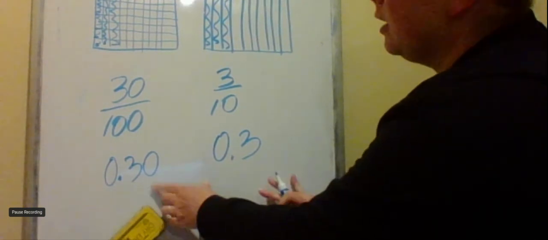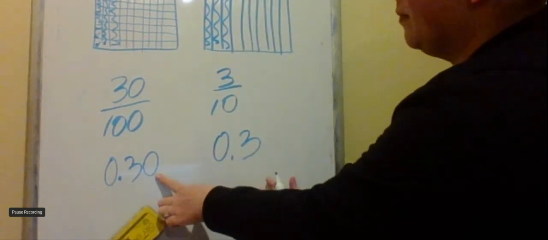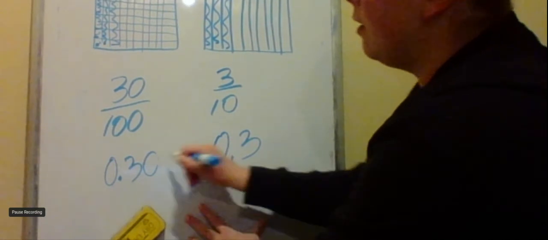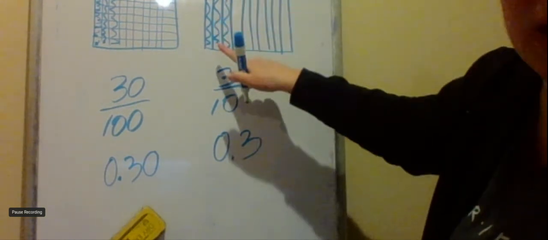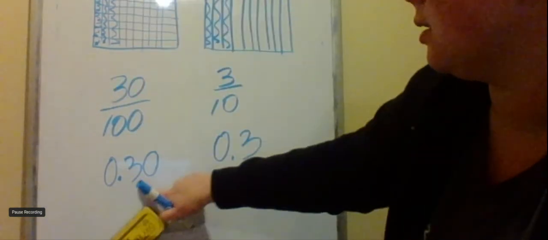Okay? Because you don't really have any hundredths here, so you don't need to worry about it. It's the same exact thing, right? You have 3 tenths and 30 hundredths. So same thing for that. Okay? Let's try one more.